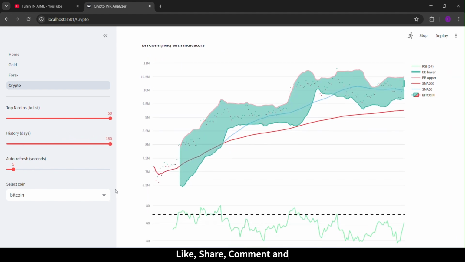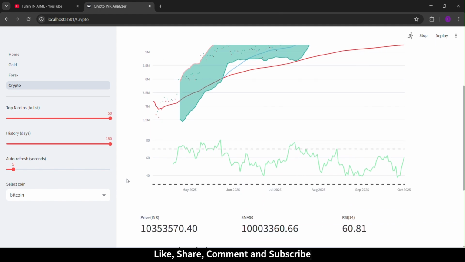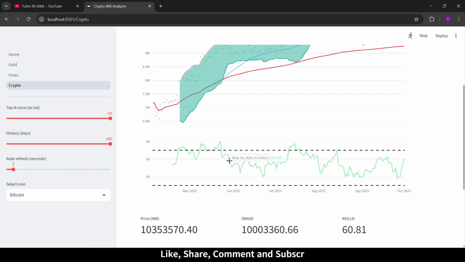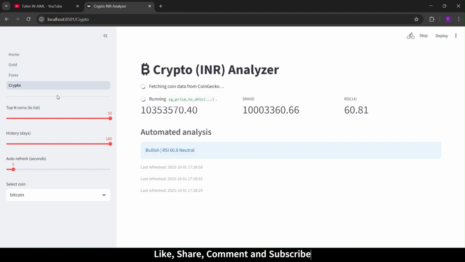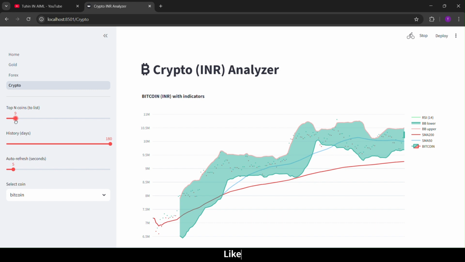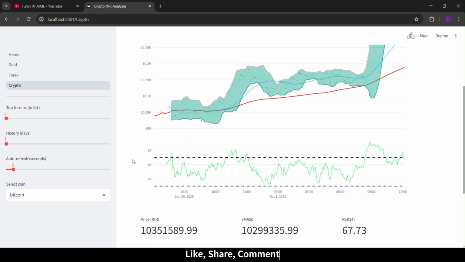So you can see this is Bitcoin, and it's rising. Now below you can see these lines. What do these lines mean? This is the maximum line and this is the lower line. Once it hits the highest line, it usually drops again. So this is the upper barrier and this is the lower barrier. Let's see for one day. You can see it is going up for a bit and coming down, and then going up. Right now it's going up and then coming down.